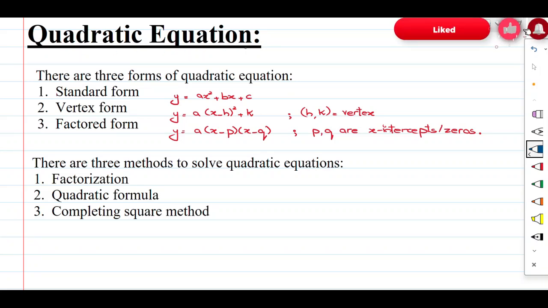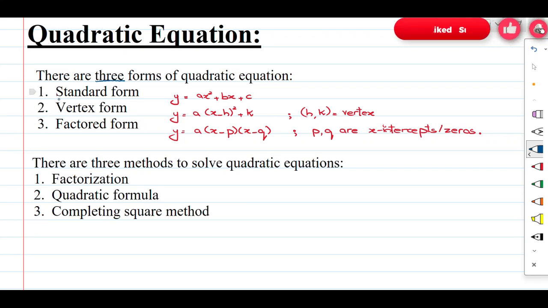Quadratic equation. In this video, I will give you the overview of quadratic equations, how many forms a quadratic equation has, and how many methods we apply to solve the quadratic equation. Okay, so let's talk about the forms of quadratic equation. First of all, there are three forms of quadratic equation. So we have three basic forms of the quadratic equations.